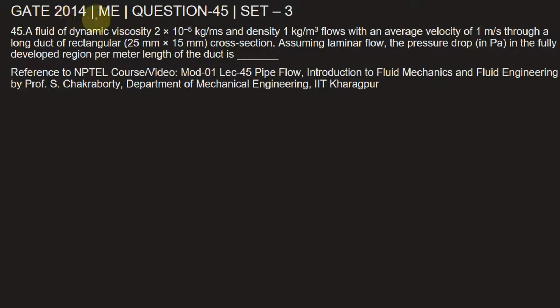This question is from GATE Mechanical Engineering of 2014. This is question number 45 of set 3. The question is: a fluid of dynamic viscosity 2 × 10^-5 kg per meter second and density 1 kg per meter cube flows with an average velocity of 1 meter per second through a long duct of rectangular cross section which is 25 mm × 15 mm.